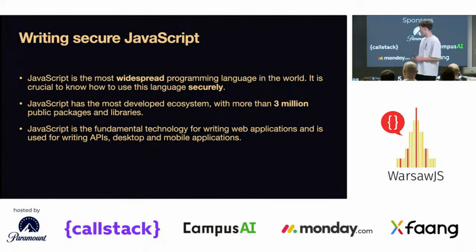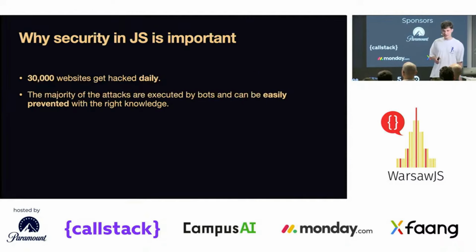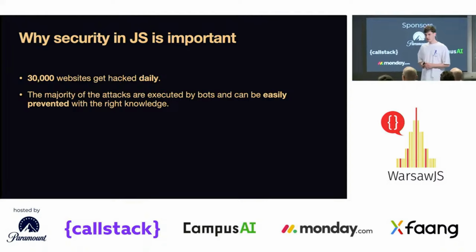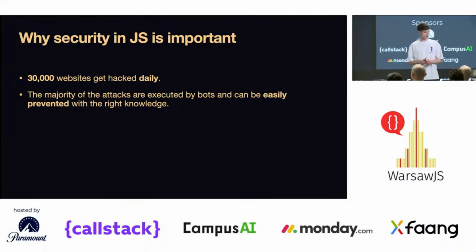So, writing secure JavaScript. JavaScript is basically the reason we all gathered here. It's the most widespread programming language in the world. It has millions of libraries and frameworks and code written in it. And at the same time, it is important to be able to write JavaScript securely, because 30,000 websites are hacked daily, and most of these hacks could be easily prevented with the right knowledge and skills.